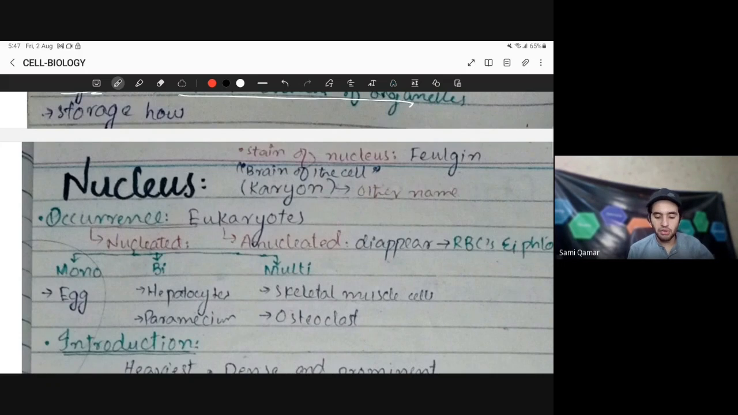So the first organelle that we are going to study is the nucleus. That is very important and a very big organelle. Let's try to cover it. If we somehow don't cover some topics, you can study them. You can give it a proper read. That would be a good thing.